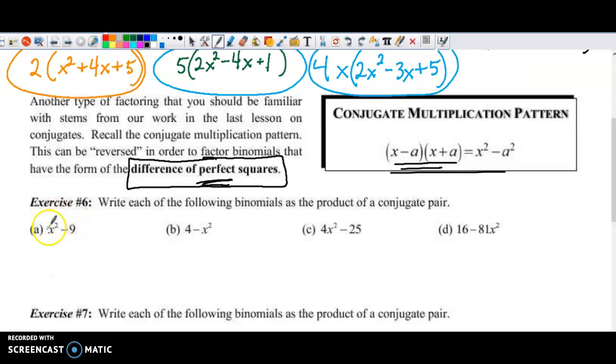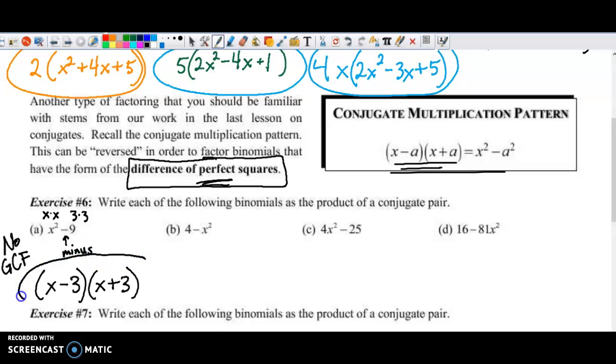So when we get to factoring, notice that there is no greatest common factor. But if you can identify that you have a minus, that's why we call it a difference, with two perfect squares, x times x and 3 times 3, get used to writing this answer as x minus 3 and x plus 3. And that is your final answer to letter A.